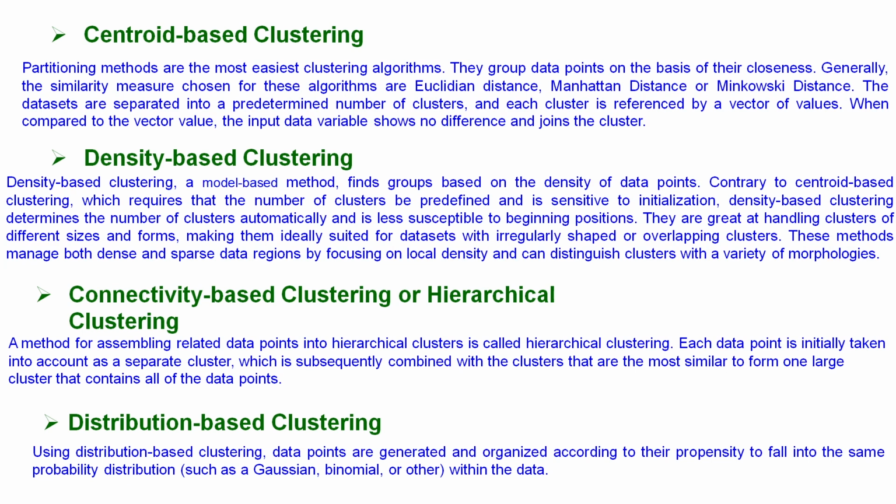Distribution clustering uses probability distributions: data points are generated and organized according to their propensity to fall into some probability distribution, like Gaussian, binomial or chi distributions. So basically you are going to have some distribution functions that way. Normally we use centroid based, density based, or hierarchical clustering more. Distribution based clustering is not so widely used in material science.